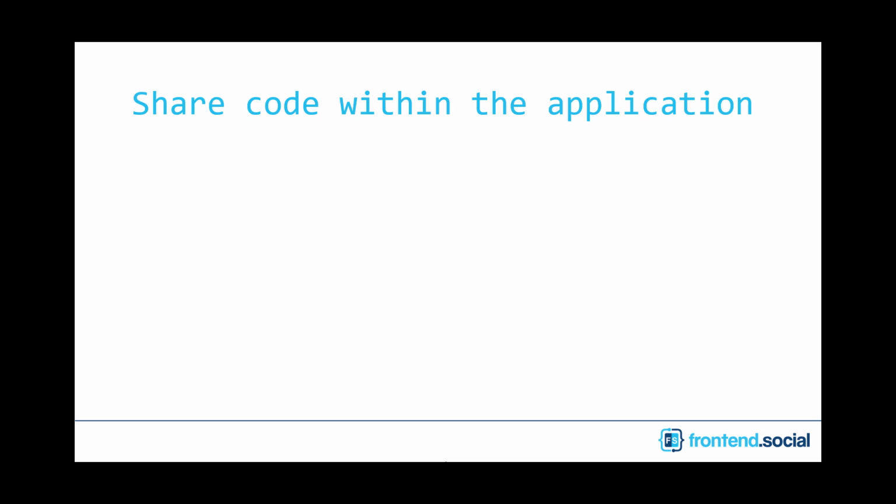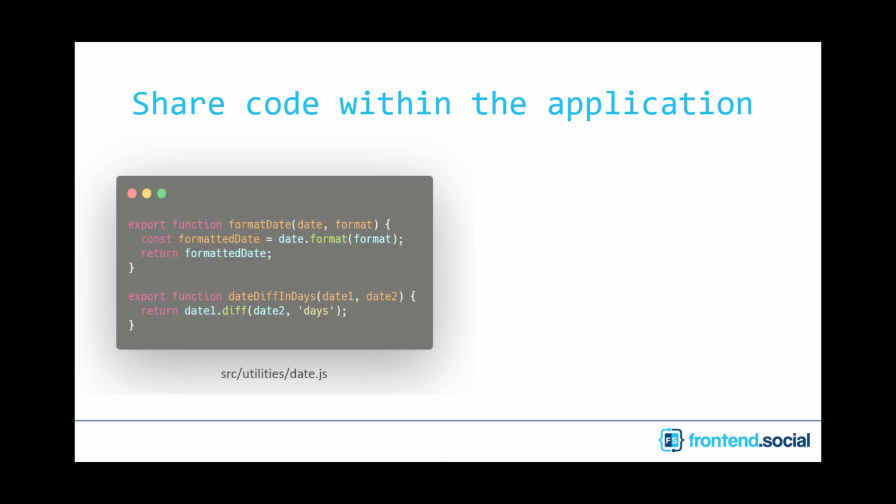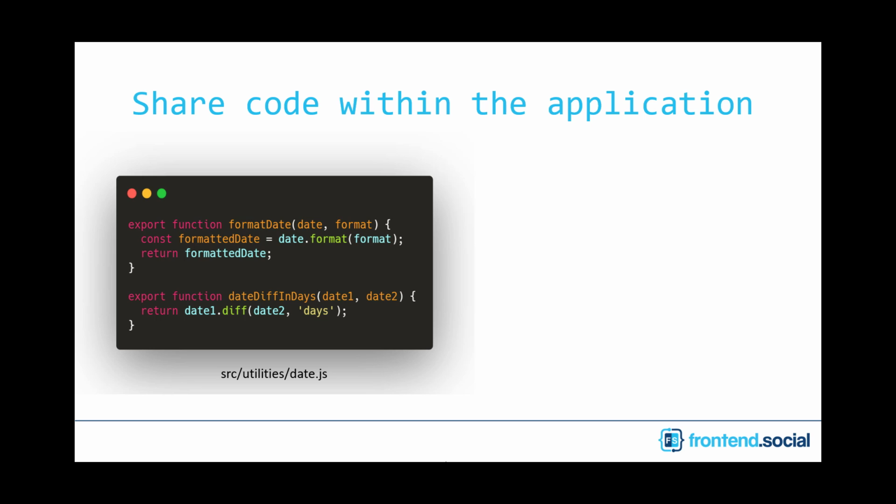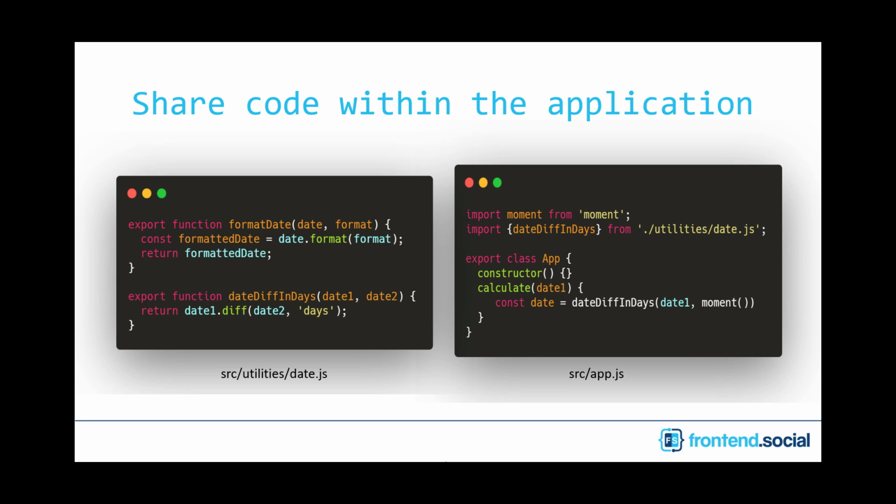Now let's see how we can share code within the application. Suppose you have date utility functions residing inside src/utility/date.js, and there are two functions which are exported. Suppose another file wants to use this date utility function, maybe app.js. What it has to do is mention a path first, utility/date.js, and then import the getDiffInDays function, the one which we want to use. Once you do that, you can use this function wherever you need it. So we have used that function in the calculate method. And that is how you can share code within the application using ES6 modules.